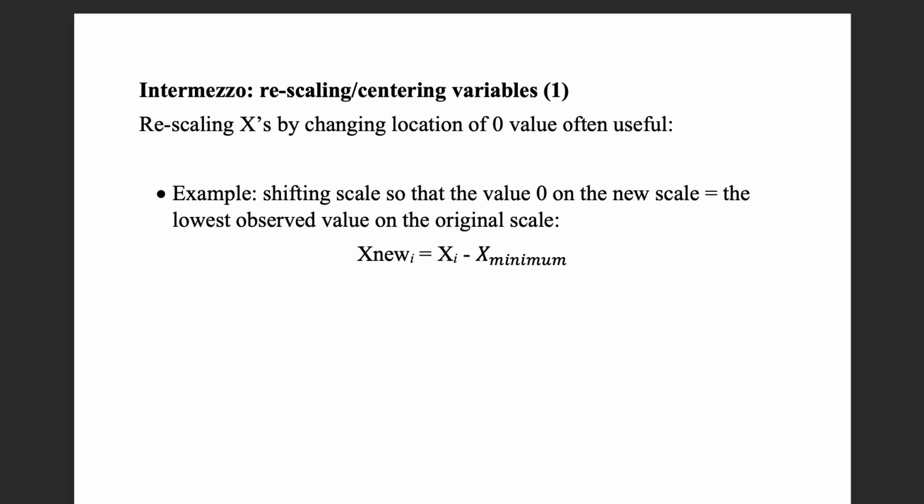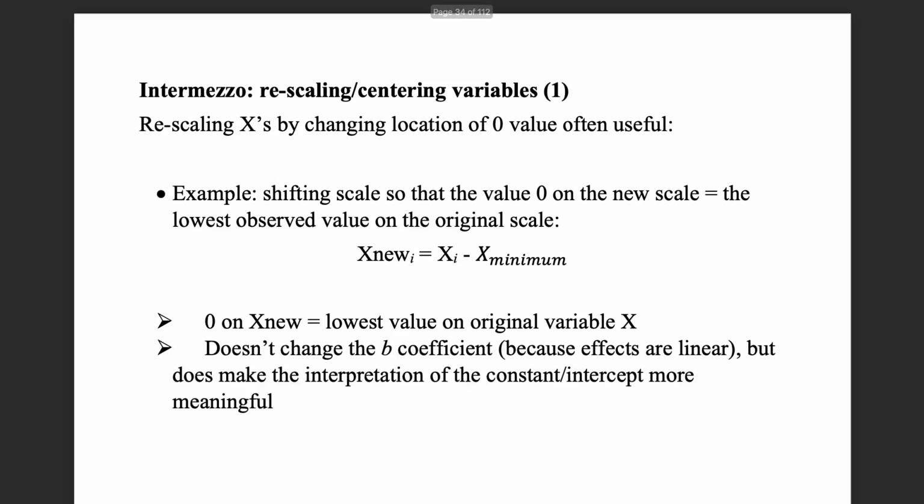So all you're doing in that case is basically shifting what the zero represents on your x variable. Because that means that on your new variable, the value 0 will be the lowest value on the original variable that you observed. So if on your original variable the lowest observed value was 18, so the youngest person in our data set was 18, then that person will get the value 0 on our new x variable with this transformation, because we changed the location of the 0 value.